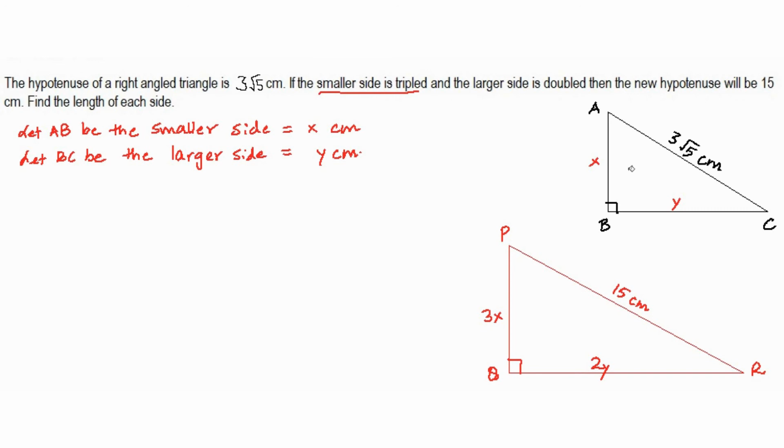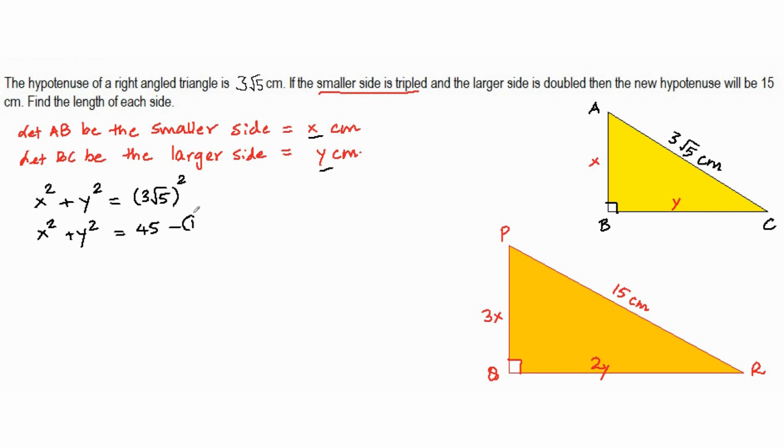There are two variables here, x and y. So this is the first triangle and this is then the enlarged triangle. Now we have to find the length of each side. So we have to find the values of x and y. So what I'm going to now do is frame the Pythagorean equation for both these triangles. So I get x square plus y square is equal to 3 root 5 the whole square, which means x square plus y square is equal to 3 square is 9 and root 5 square is 5. So x square plus y square is equal to 45. This forms the first equation, right? This is my first equation.